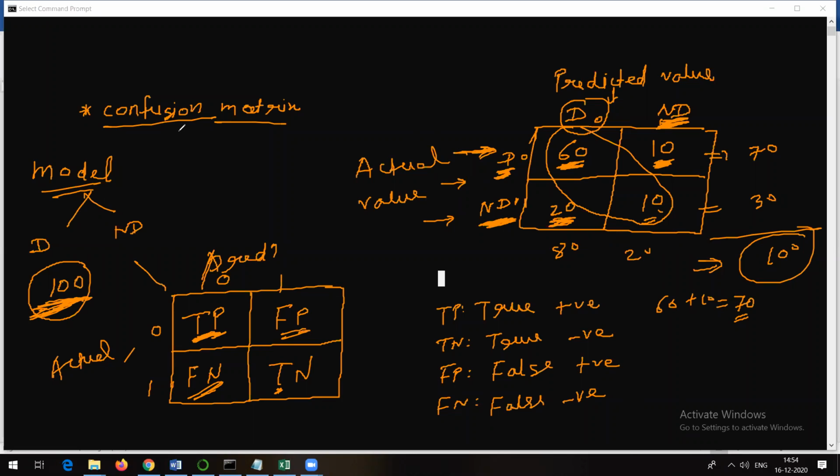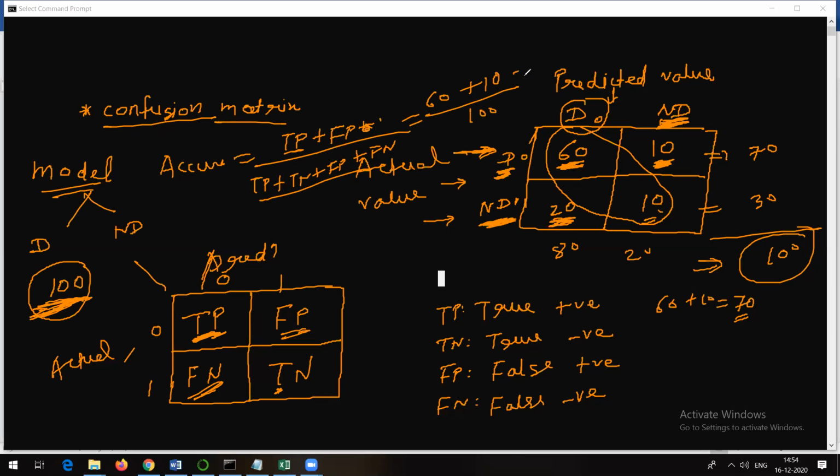Or if you want to calculate the accuracy of your model, accuracy is equal to, this is the formula, TP plus TN divided by TP plus TN plus FP plus FN. So what is the value of TP in our case? True positive, 60. What is the value of FP in our case? 10. And what is the total? 100. So what is the accuracy? 0.7. That is 70% accuracy. This is how we assess the model with the help of the confusion matrix.